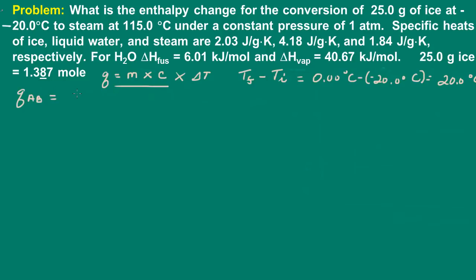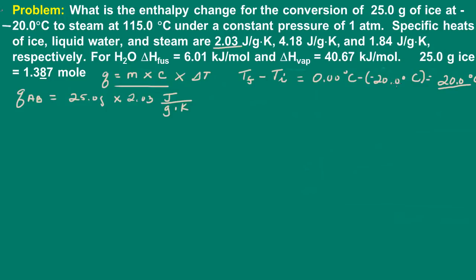And that's equal to the mass, which is 25 grams, times our specific heat. So for ice, that is 2.03 joules per gram per Kelvin. Notice here, I don't need to convert to Kelvin. This is a temperature difference. And we know that a Kelvin unit is the same size as a Celsius unit. So we can just leave this.